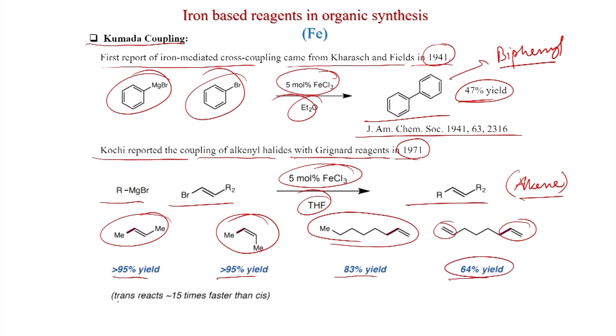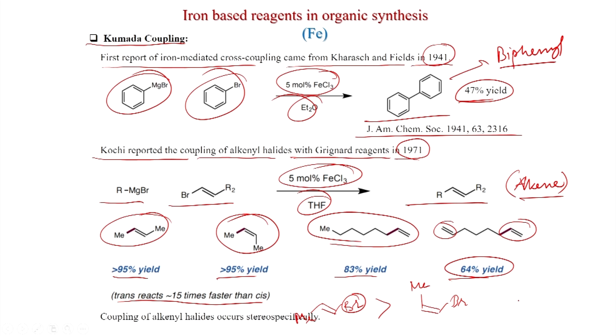And trans reacts 15 times faster than cis. So, if you have a trans one, that will react 15 times faster than cis, of course, for the steric reason, and the olefin geometry will be retained. So, coupling of alkenyl halides occurs stereospecifically. So, the geometry will remain intact. So, trans will give trans olefin, cis will give cis olefin. This was published in Journal of American Chemical Society 1971.